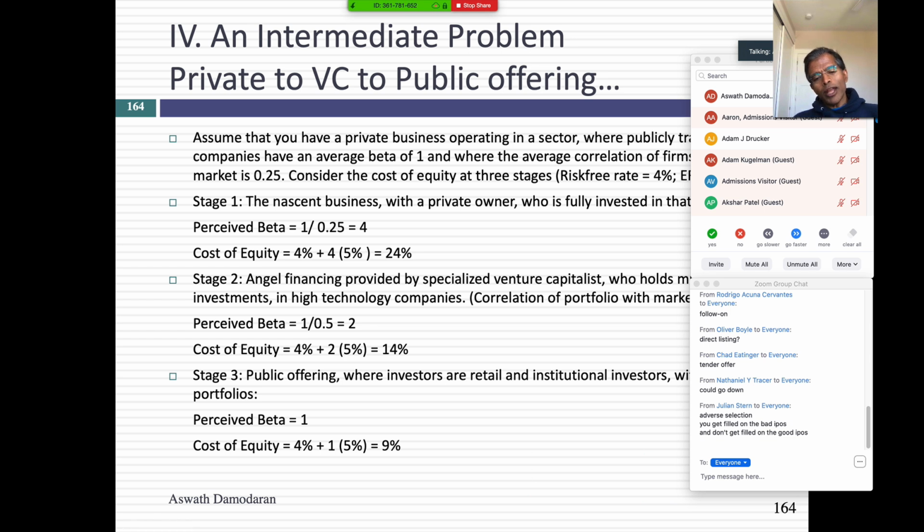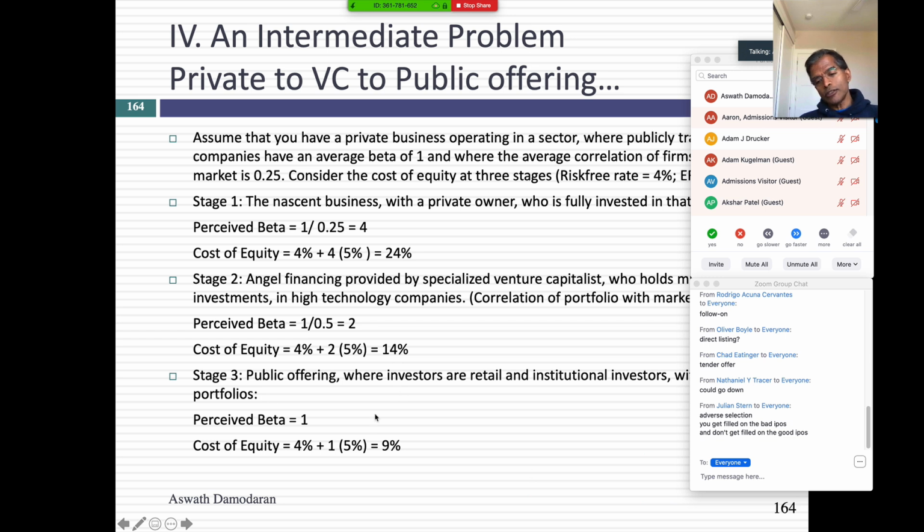But based on your own expectations, 2 years from now, you expect venture capitalists to provide you money. Venture capitalists are a little more diversified than you. The way this shows up is their portfolio's correlation with the market. So the VC's portfolio is 0.5, not 0.25. So the total beta that they use is 2, and the cost of equity is 14%.